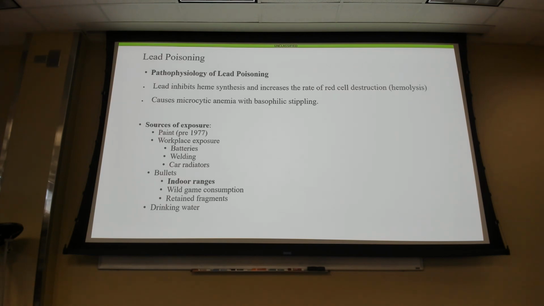All right, pathophysiology, lead. Again, lead inhibits heme synthesis. And as a secondary effect, it also increases the rate of destruction of your RBCs. So your RBCs don't live as long as they normally do, which sets you up to be anemic. Microcytic anemia, again with the basophilic stippling.